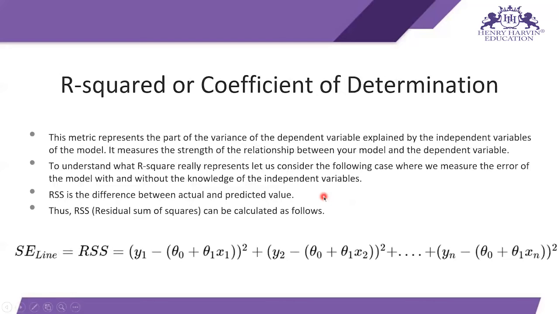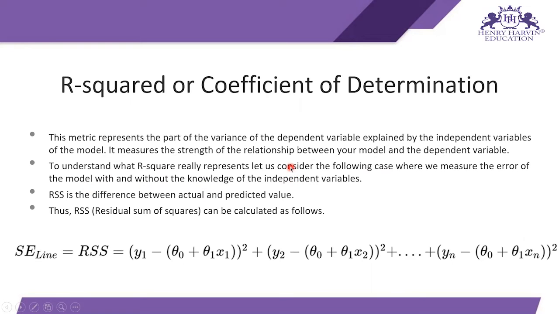Next is R squared, or the coefficient of determination. This metric represents the part of the variance of the dependent variable explained by the independent variables of the model. It measures the strength of the relationship between your model and the dependent variable. To understand what R squared really represents, let us consider the following case where we measure the error of the model with and without the knowledge of the independent variables.